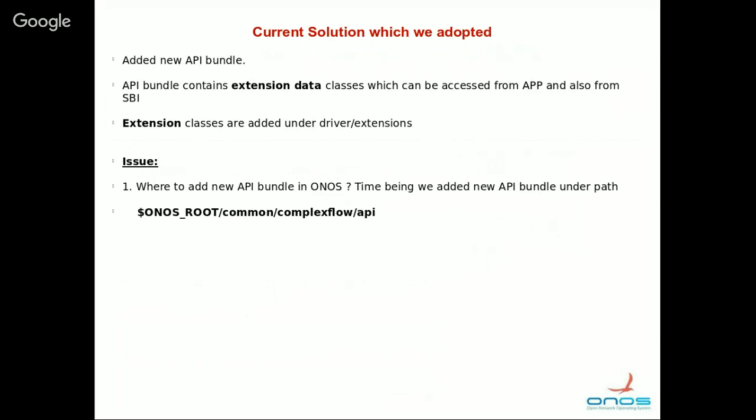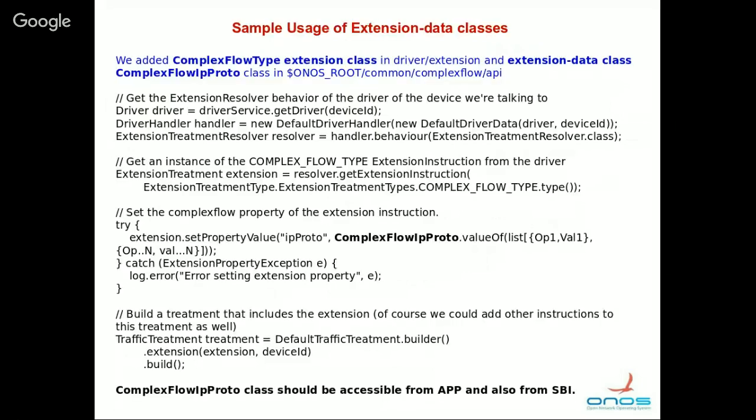We just wanted to check whether this way of implementation is okay, or is there any better solution that we can go ahead with. As an example, we have defined the extension data class in common flow.